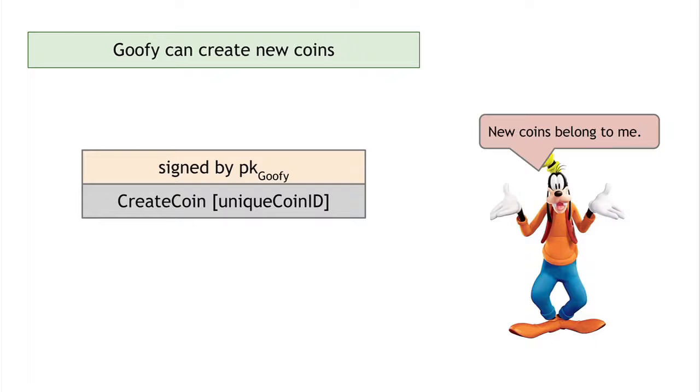When Goofy makes a coin, it's represented by a data structure like this. Here you have the create coin operation, and there's a unique coin ID that Goofy generated, and then there's a digital signature that was put on it by Goofy, which anyone can verify. Anyone being given this can verify that the signature is valid and that it's a signature of this statement. New coins belong to Goofy by definition because those are the rules that Goofy made. So that's the first rule: Goofy can create new coins.